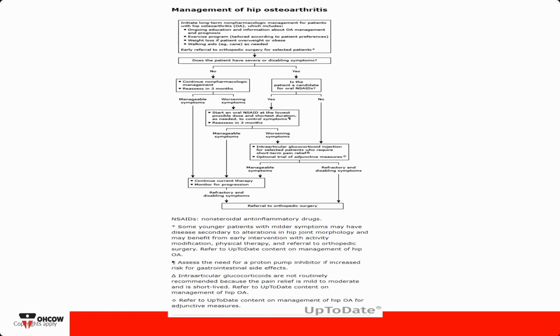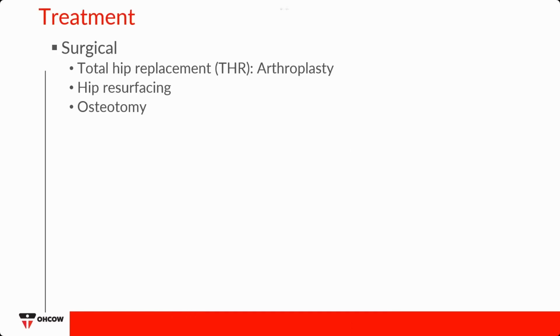And this is a schematic of what I just discussed. So in the next slide, in terms of hip replacement, you can have a total hip replacement where the damaged parts of the hip joint are replaced with artificial implants made of metal, plastic, or ceramic. You can have hip resurfacing. The damaged surface of the hip joint is removed and replaced with metal in order to restore joint function.